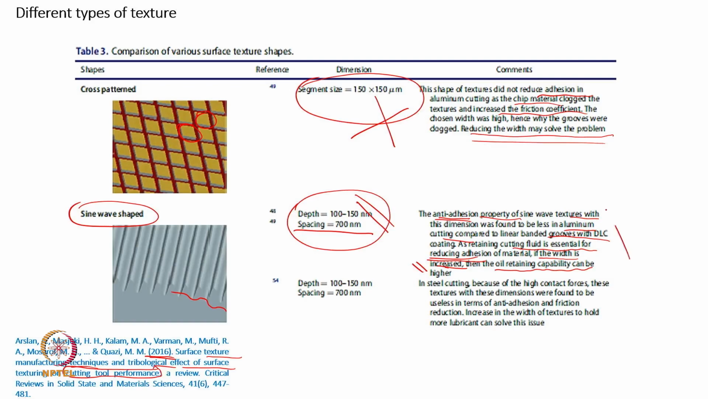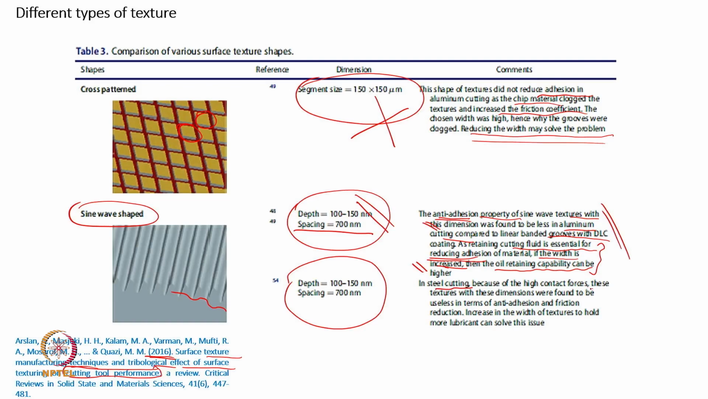However, it can be subjective also, because we know oil will vary. Now, what kind of cutting fluid has been used? What are the properties of the cutting fluid? It may work for some cases, and it may not work for other cases. Now, for similar depth and similar spacing, there is another one. Instead of aluminum cutting, here we come to steel cutting.